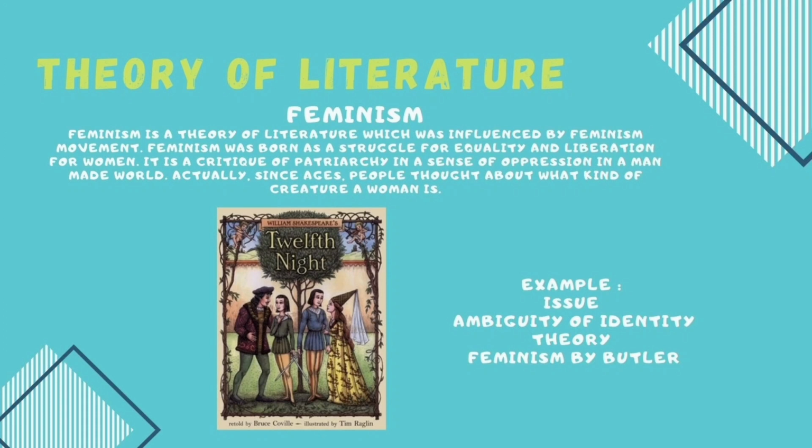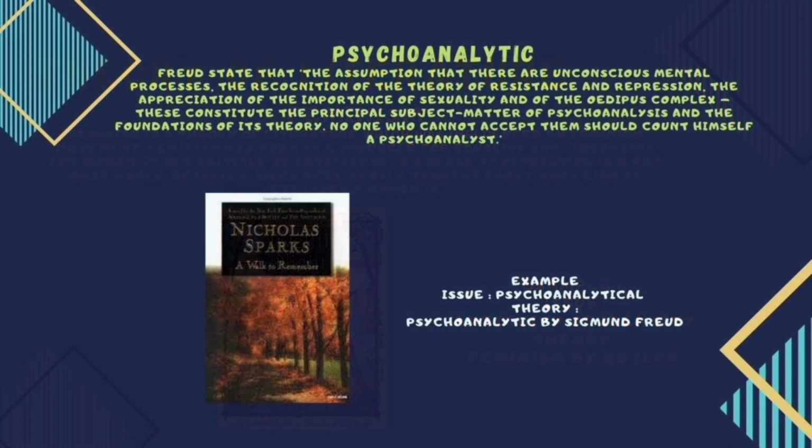Actually, since ancient times people have thought about what kind of creature a woman is. For example, the play by William Shakespeare, Twelfth Night, where the issue found is the ambiguity of identity, and the theory is feminism by Butler. And the next theory is psychoanalytic.